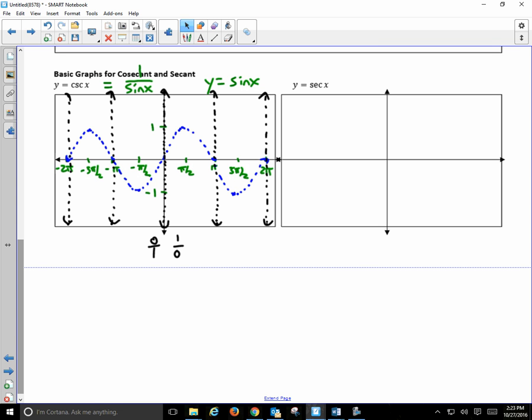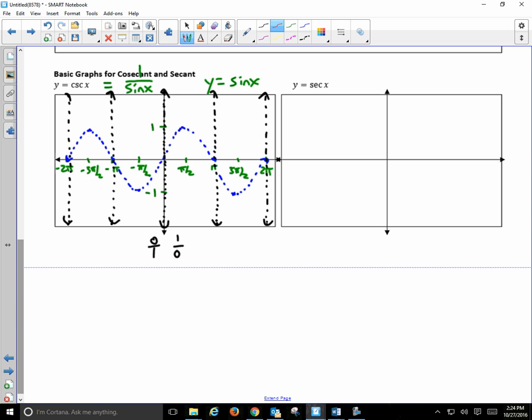Those that we learned yesterday are called vertical asymptotes. They are lines that the graph approaches. They're not actually part of the graph. It's what they approach. I still haven't drawn the graph of cosecant yet, but I'm going to right now.